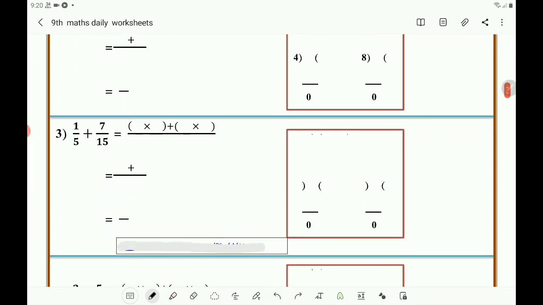Similarly this one, 1 by 5 plus 7 by 15. Here also find the LCM of 5 and 15. Directly we can get the LCM 15 because 15 is a multiple of 5, but use the method and find it.